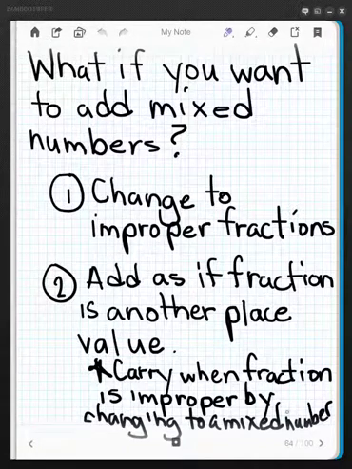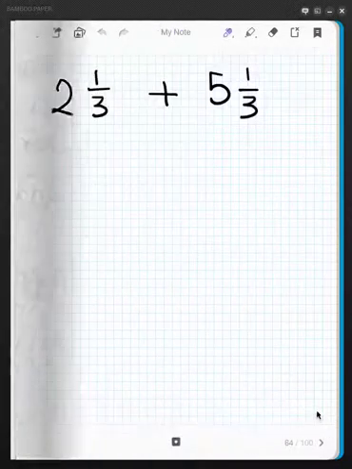Now, what if I want to add mixed numbers? What do I do then? Well, I have two choices. I can change them both to improper fractions and add just as I was before, or I can add as if the fraction is another place value. So let's see a quick example.